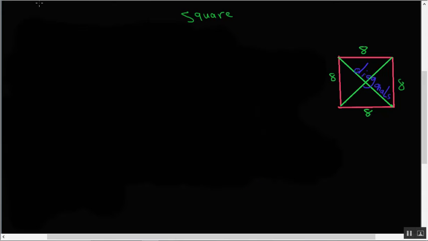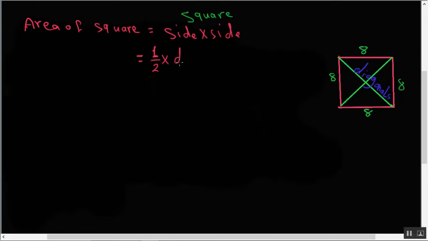So here we write the rules. Area of a square equals side length times side length. And also we can say area of a square equals half times diagonal times diagonal.